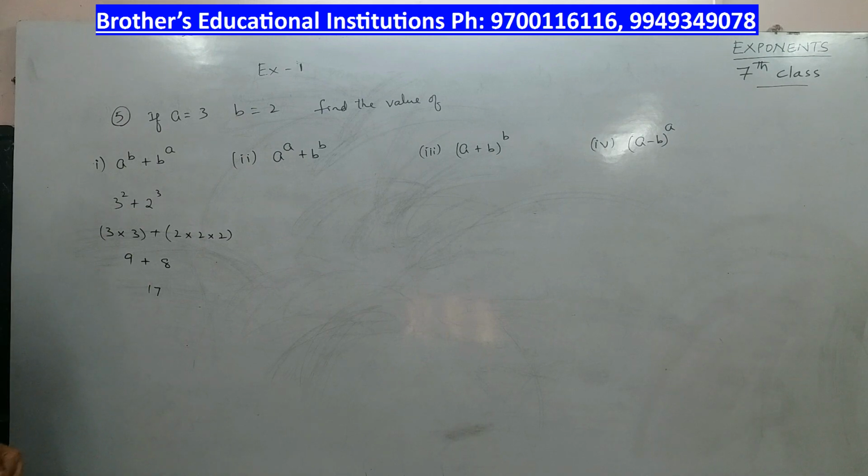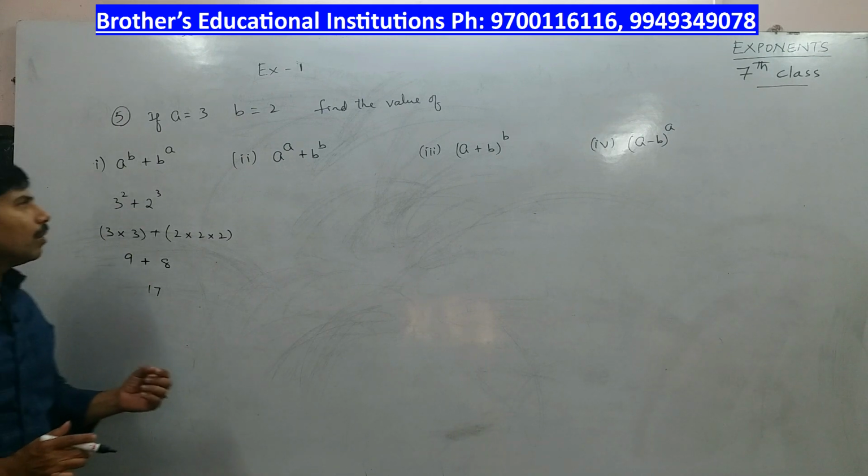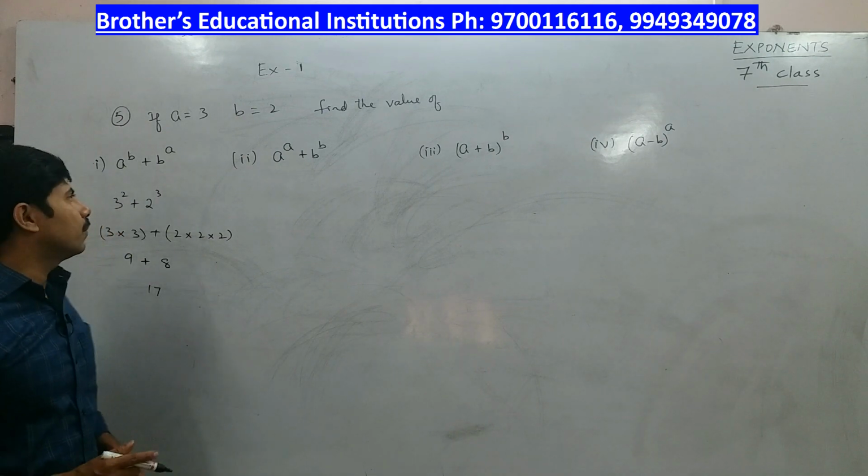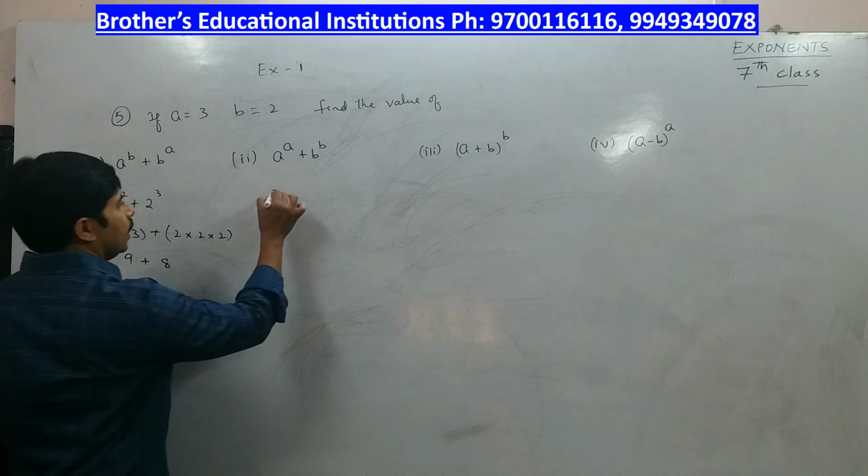Now the second one. What is the second one? A to the power of A plus B to the power of A. So now what is A? It is 3.